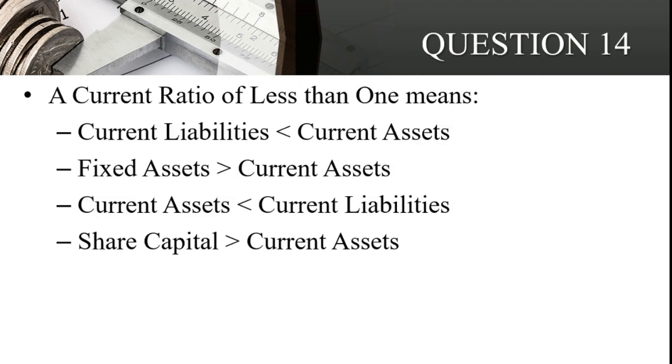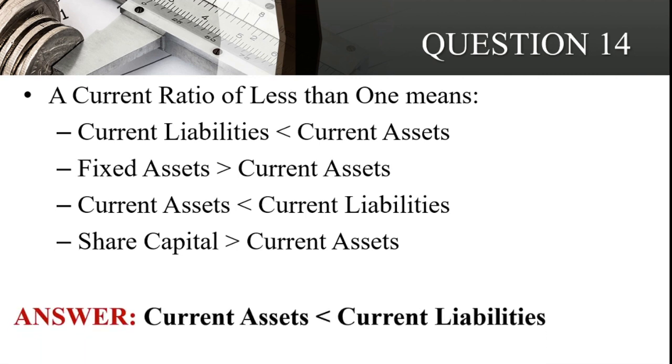14th question: a current ratio of less than 1 means? Options: current liabilities is less than current asset, fixed asset greater than current asset, current asset less than current liabilities, share capital greater than current asset. Answer is current asset less than current liabilities.